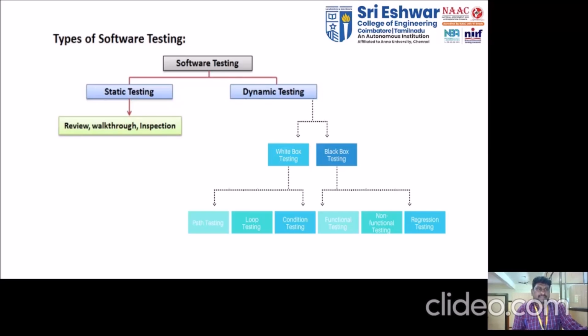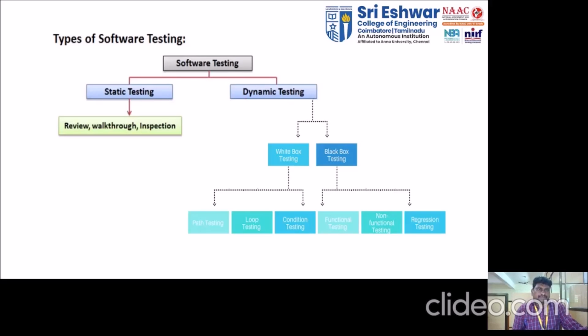Dynamic testing means the executable process. Dynamic testing analyzes the dynamic behavior of the code. It includes testing the software where input values and output values are analyzed. Next, the static testing techniques: review, walkthrough, and inspection. So these types are there.